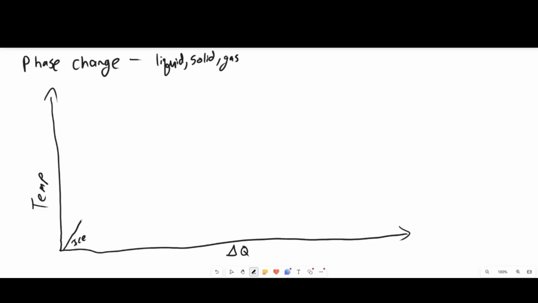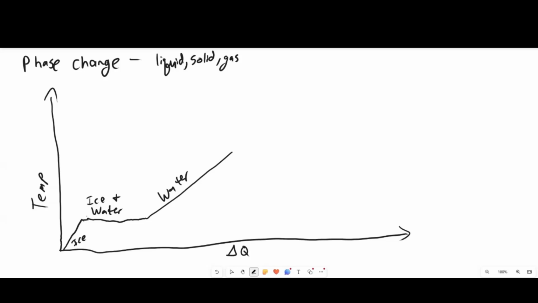But when the ice starts to melt, even though I'm putting more heat into the system, my temperature doesn't actually increase until all of my ice has melted. So in this plateau region, we're a mixture of ice and water. Then once all of my ice has melted, if I keep putting more heat into the system, now my temperature will start to rise again. Now I'm all water.